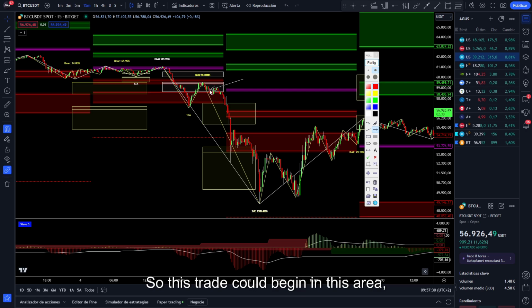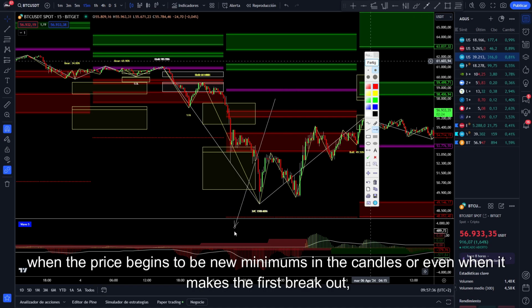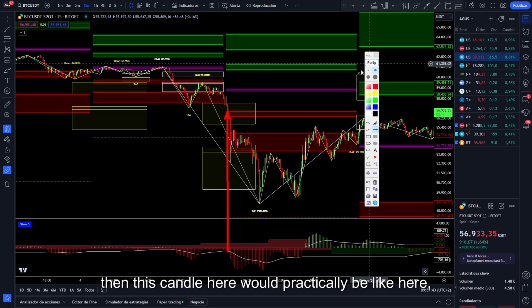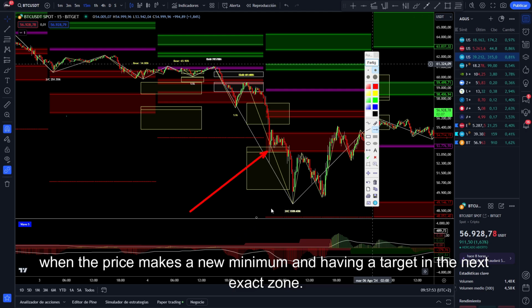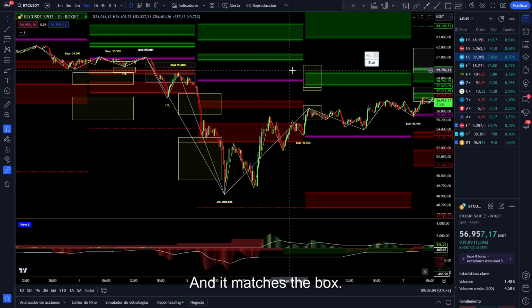So this trade could begin in this area when the price begins to make new minimums in the candles, or even when it makes the first breakout of the escape bands, for example here. Then this candle here would practically be like here when the price makes a new minimum, and having a target in the next exact zone. And it matches the box.